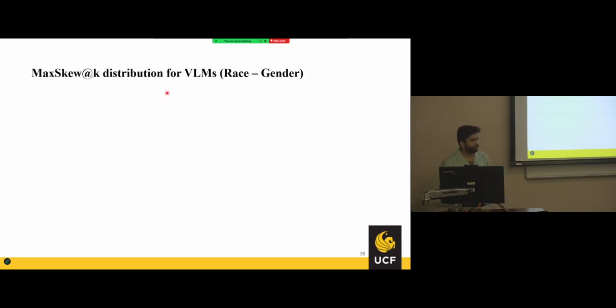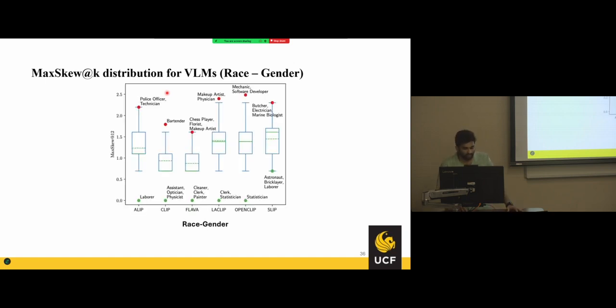So let's go into the evaluation of some of these models using our MaxQ analysis. For this particular attribute pair, race and gender, we pass all our occupations within the models, and we get this diagram. We can see that CLIP and FLAVA show the lowest median scores, that is, they have a lower bias when compared to the other models, which have a higher MaxQ value for the same data.